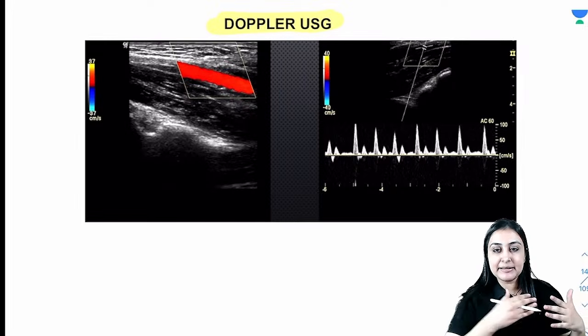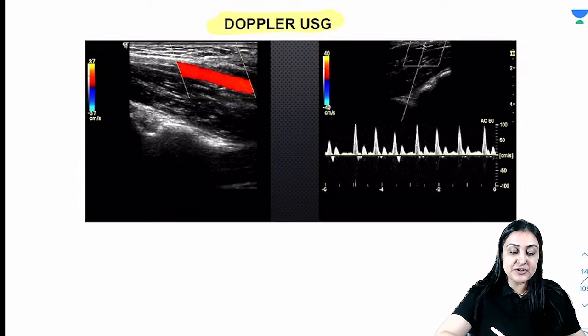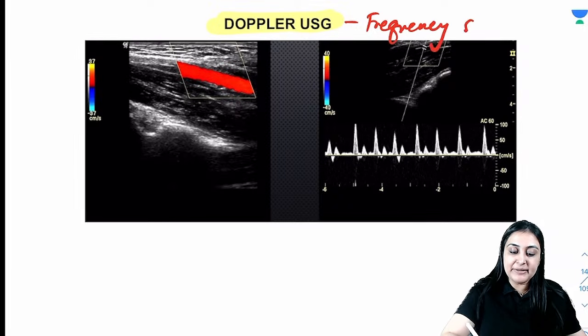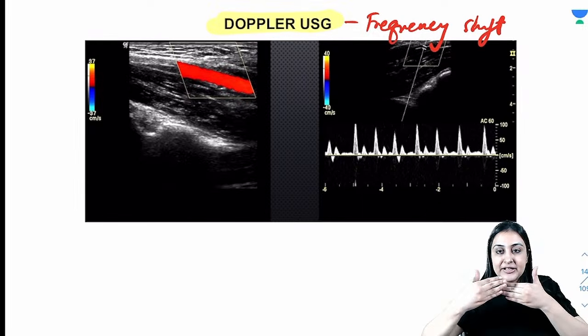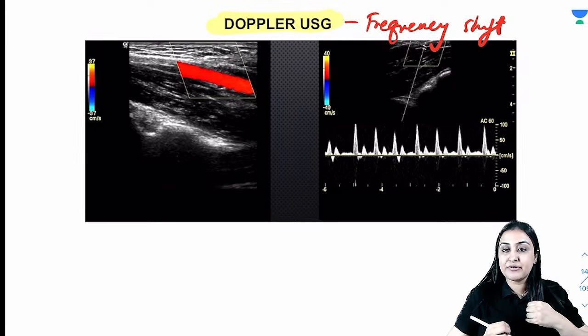जो हम physics में पढ़ते थे, moving things have a frequency shift. This frequency shift is the principle of Doppler ultrasound. All right. So whenever one ambulance is coming towards me, it will have higher frequency. When it is going away from me, it will appear lower because it has a lower frequency, right?